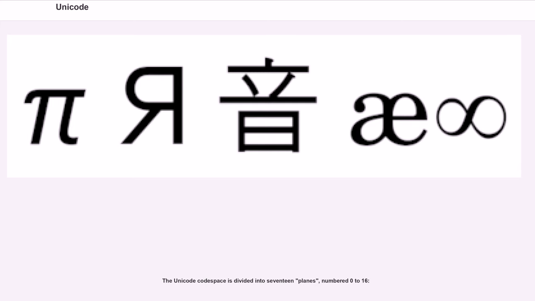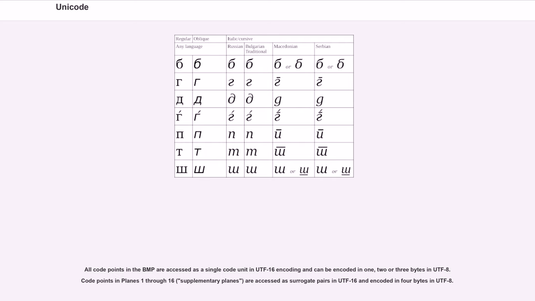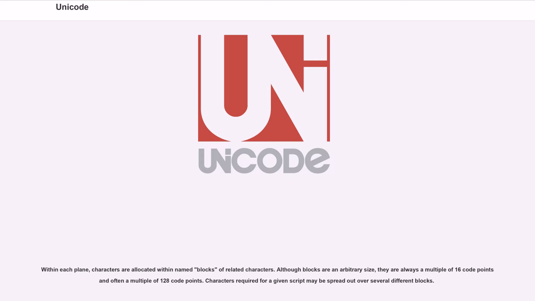The Unicode code space is divided into 17 planes, numbered 0 to 16. All code points in the BMP are accessed as a single code unit in UTF-16 encoding and can be encoded in 1, 2 or 3 bytes in UTF-8. Code points in planes 1 through 16, supplementary planes, are accessed as surrogate pairs in UTF-16 and encoded in 4 bytes in UTF-8. Within each plane, characters are allocated within named blocks of related characters. Although blocks are an arbitrary size, they are always a multiple of 16 code points and often a multiple of 128 code points. Characters required for a given script may be spread out over several different blocks.